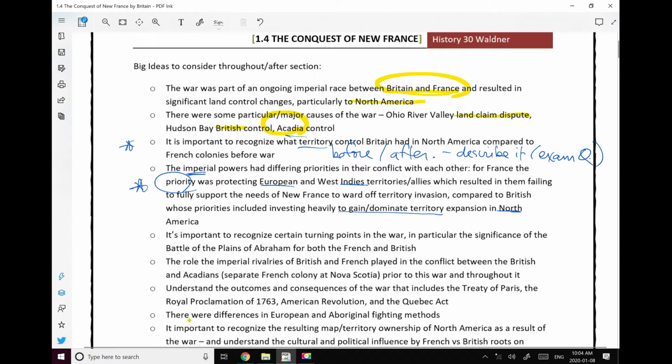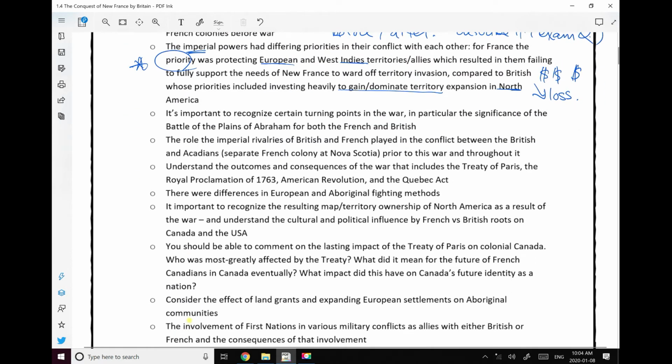But in the end, the reason that the British were able to win is because they spent so much money to invest in that war, but then it ended up becoming a loss for them anyway because they tried taxing the Americans, what became the Americans, and they resented that and revolted. There are a couple specific turning points in this war. One of them is the Battle of the Plains of Abraham, and we've talked about that before. Does anybody remember what that was about or what area it was related to?